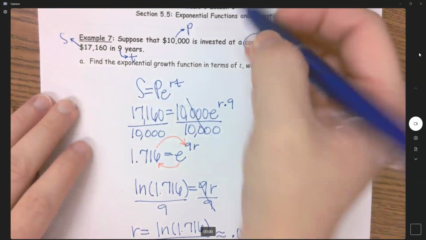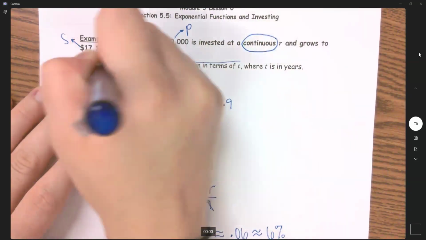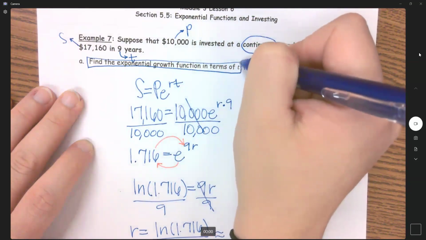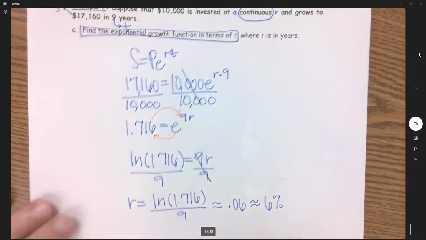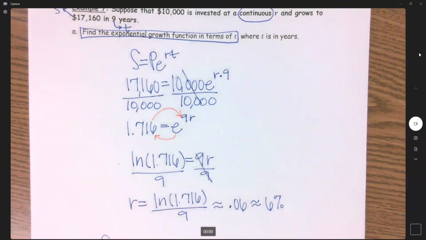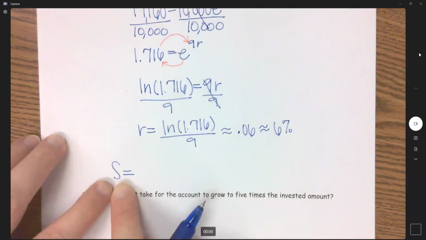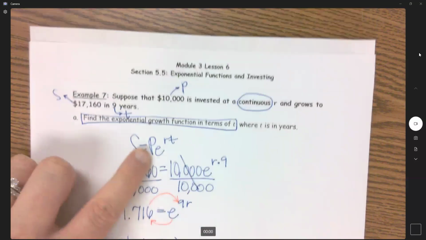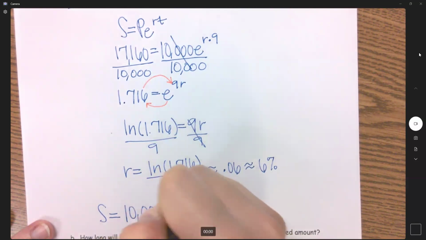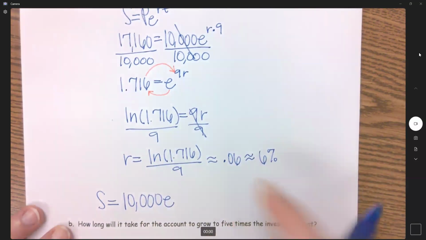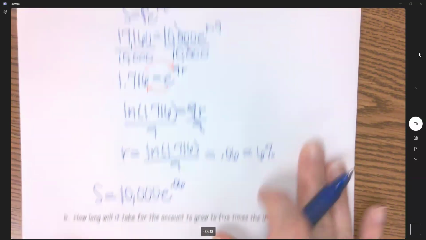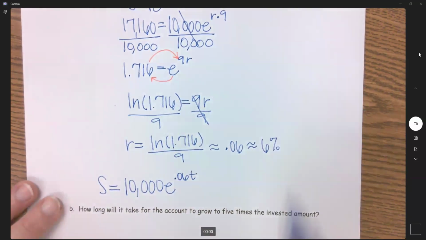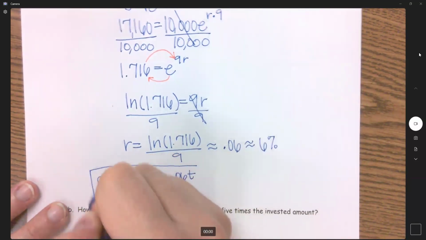We want to find the exponential growth function in terms of t. So basically what I'm doing is I'm needing to find a formula. So I don't know what the future amount's going to be, but this P, the amount that I invested, doesn't change. So we have 10,000 e. I now know my R to be 0.06, and I'm wanting this in terms of T. So here is my exponential growth function.